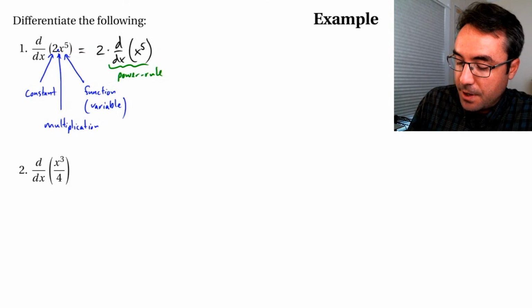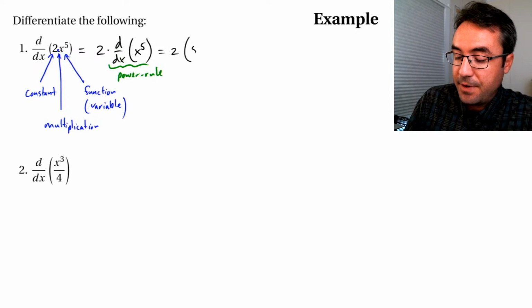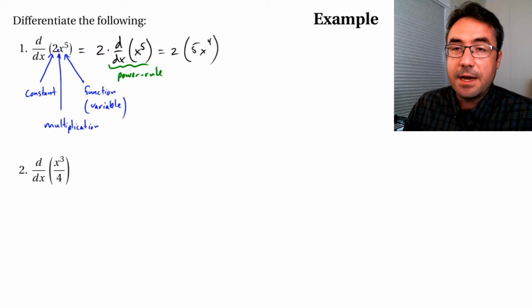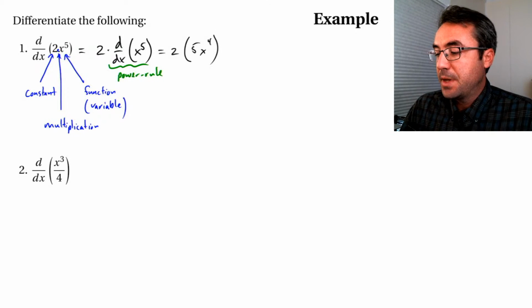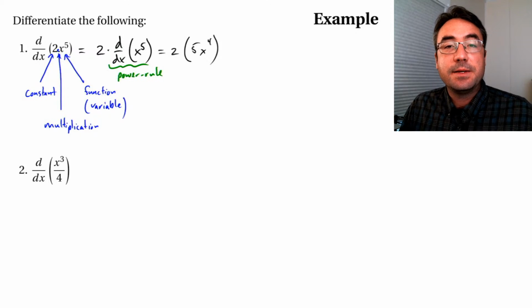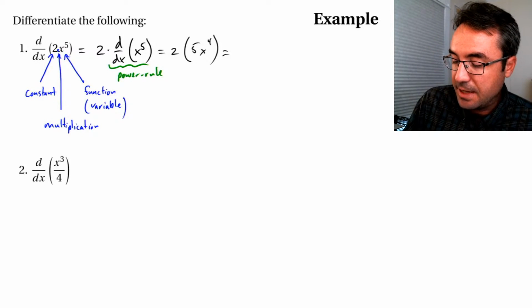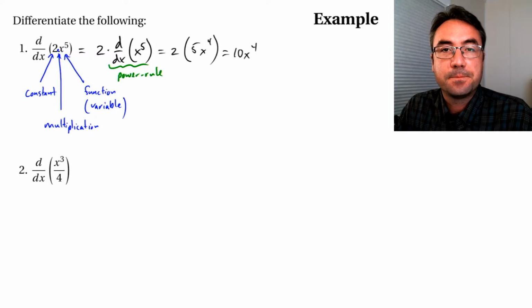So how do we differentiate that? Well, the 2 stays in front. And then applying the power rule to x to the power 5, we bring down the 5, keep our variable the same, and then we subtract 1 in the exponent. So it's 5x to the power 4. And then if we simplify that, we can take that constant multiple, multiply it with the 5, just to consolidate a little bit, and we get 10x to the power 4.